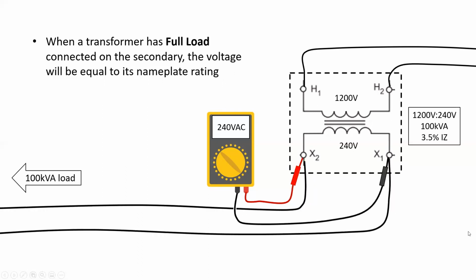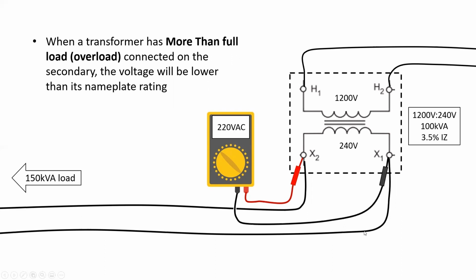At full load, you should see a voltage across the secondary equivalent to what the secondary voltage rating is, so 240 volts. So I'm supplying a 100 kVA load. It's a 100 kVA transformer. I should be reading 240 volts AC.